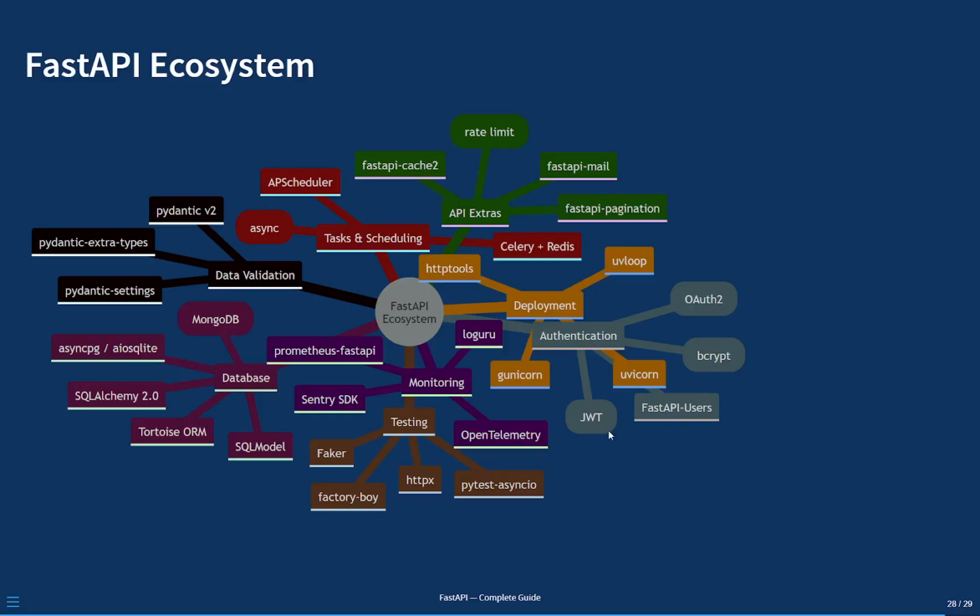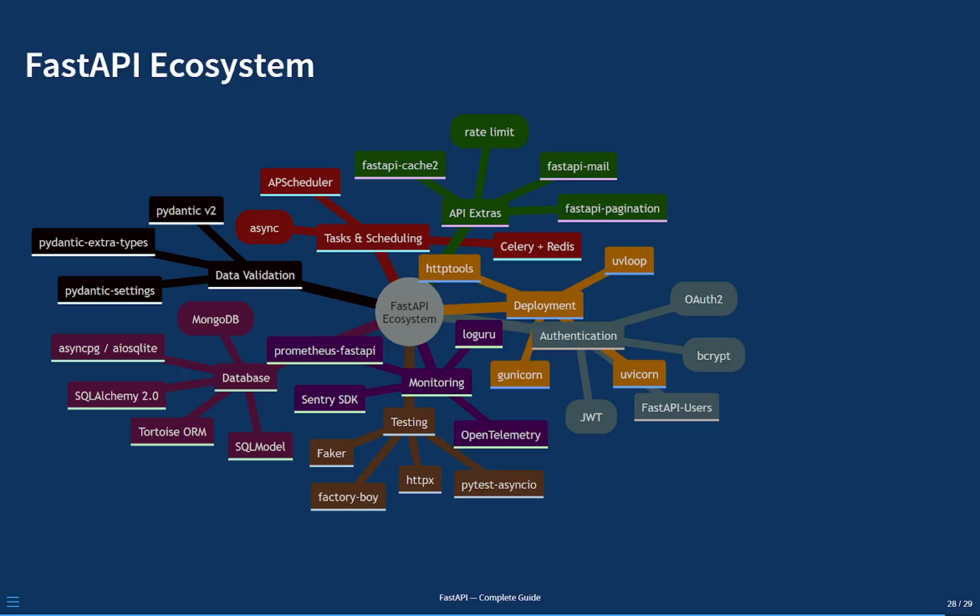Testing. pytest-asyncio for async tests. HTTPX for the async test client. Factory Boy for test data factories. Faker for generating realistic test data. Tasks. Celery with Redis for production async task processing. ARQ is a lightweight async task queue. APScheduler for scheduled periodic tasks.